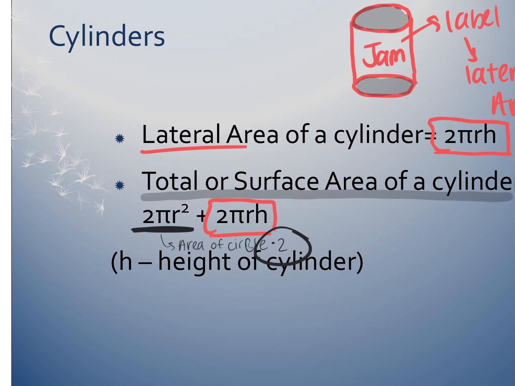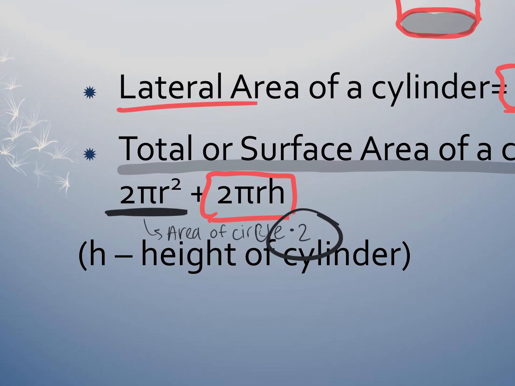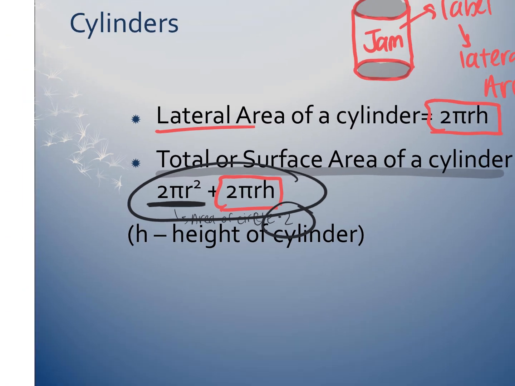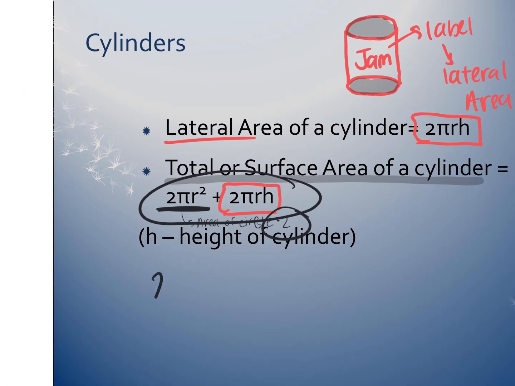So your total surface area for a cylinder is pi r squared times 2, so 2 pi r squared, plus the lateral area, which was 2 pi rh. You will see me write it as 2 times the area of the base, capital B, plus your lateral area. And this is surface area, SA. You'll see me use this formula.